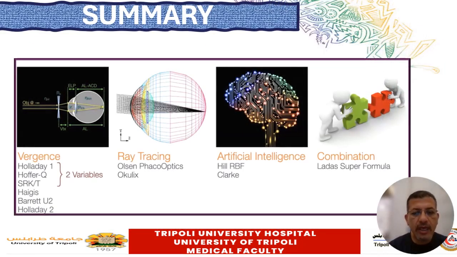By this level, we are nearly about to finish this lecture. I will just summarize what we have said before. Generally, the IOL formulae can be classified into vergence formulae, ray tracing formulae, artificial intelligence formulae, and a combination of all these together. In the coming slides, I will give a brief summary of what we have covered to understand where we are now. And then we will speak about special scenarios and special cases, like post-LASIK ablation IOL calculation, and also keratoconus and pediatric cataracts.